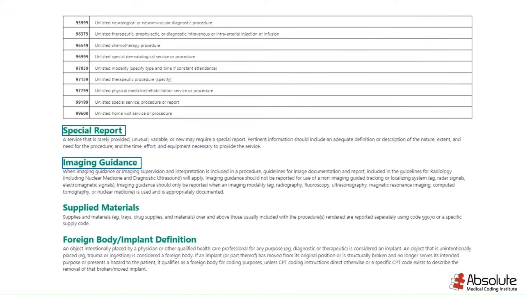Imaging guidance. This guideline is the same as the radiology section. And supplied materials. The supplies and materials over and above those usually included with the procedures rendered are reported separately using the CPT code 99070 or specific supply codes.